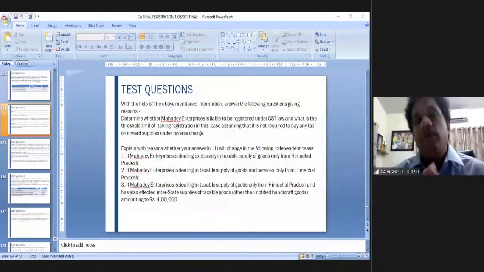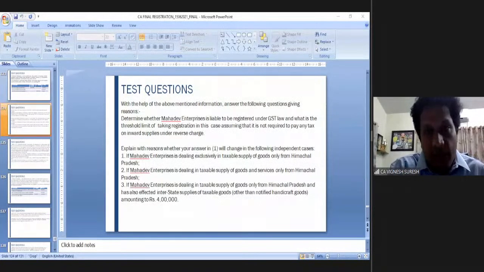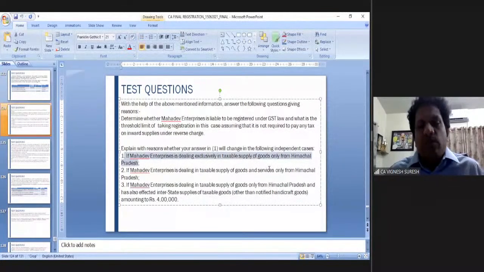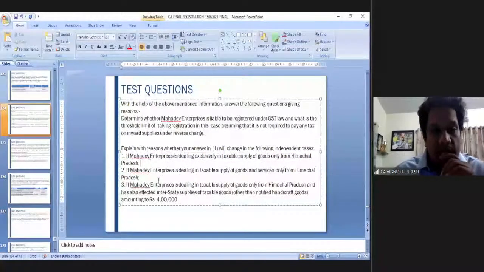Please refer to the table where I showed the various threshold limits for the various states. So Himachal Pradesh, the threshold limit is 40 lakhs, but the turnover is only 22 lakh 50,000. So he need not get himself registered in this particular case, where he is engaged exclusively in taxable supply of goods. In this particular situation, he need not get himself registered. Now, we go to the second point of this question.